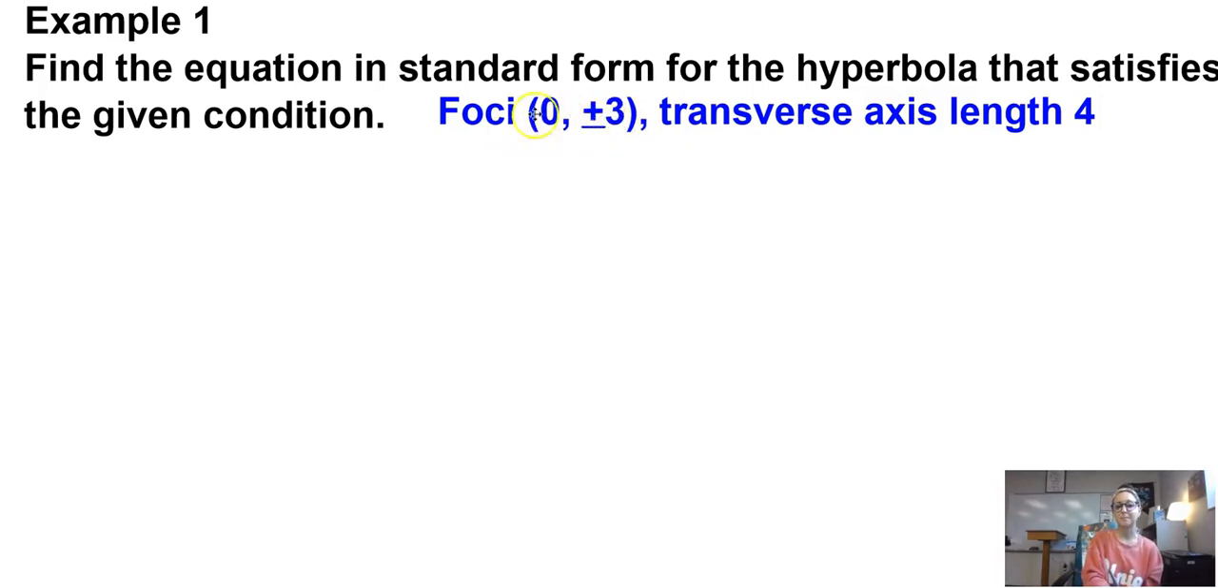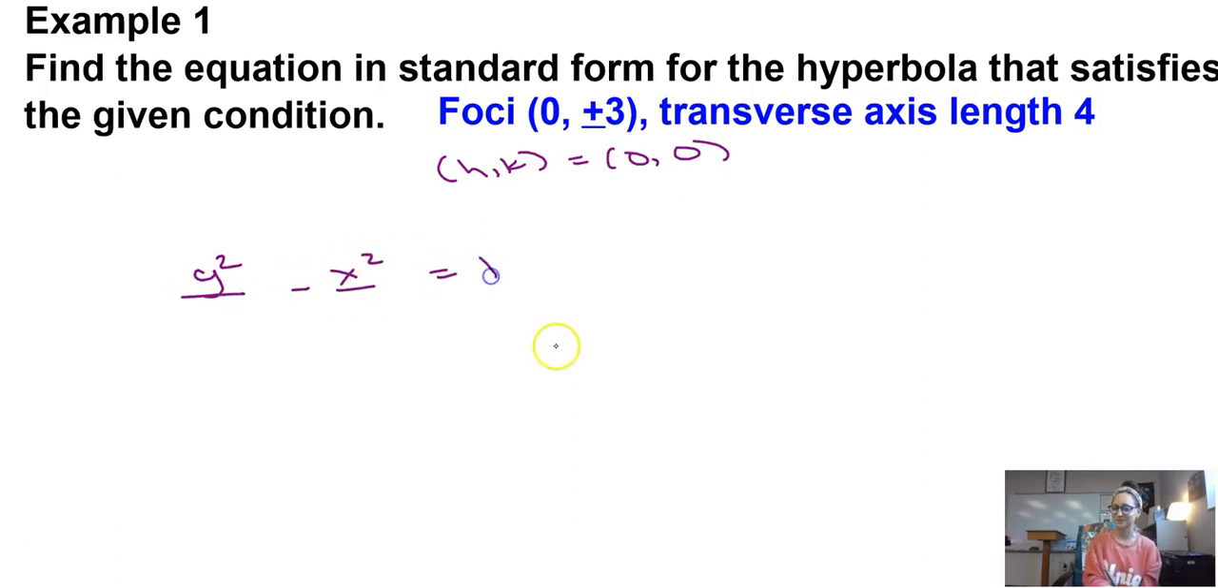And by the way, if I take the middle of my foci, I get my center. So I get (h, k). So in this case, my center must be the origin, right? Right in between (0, 3) and (0, -3) would be (0, 0). So I know my center. I know that we open vertically, so I know that it should look something like this: y squared over something minus x squared over something equals 1, right?